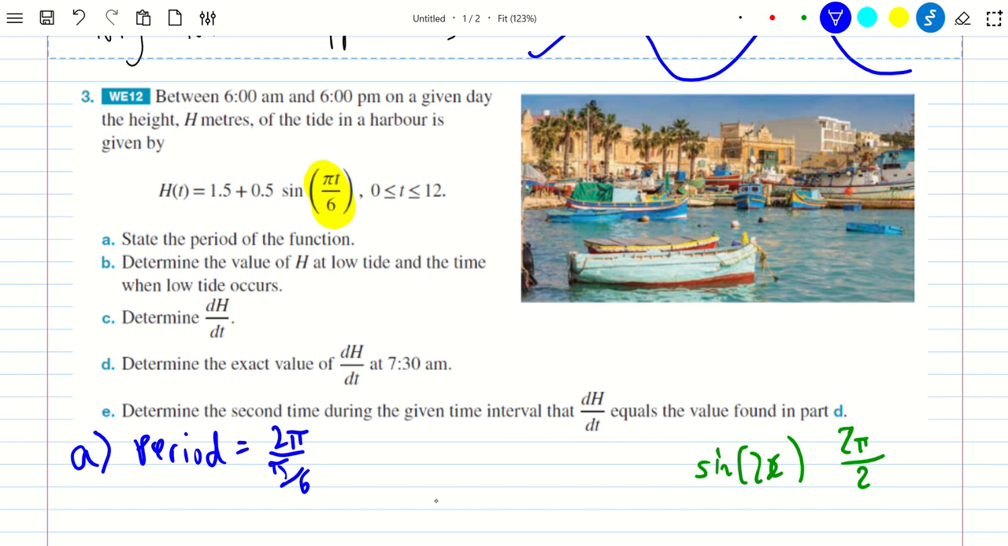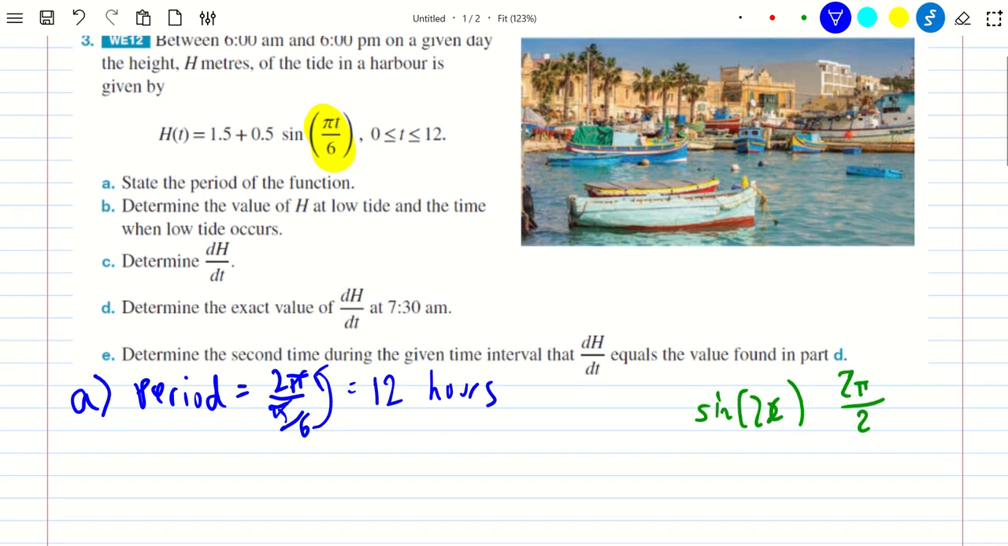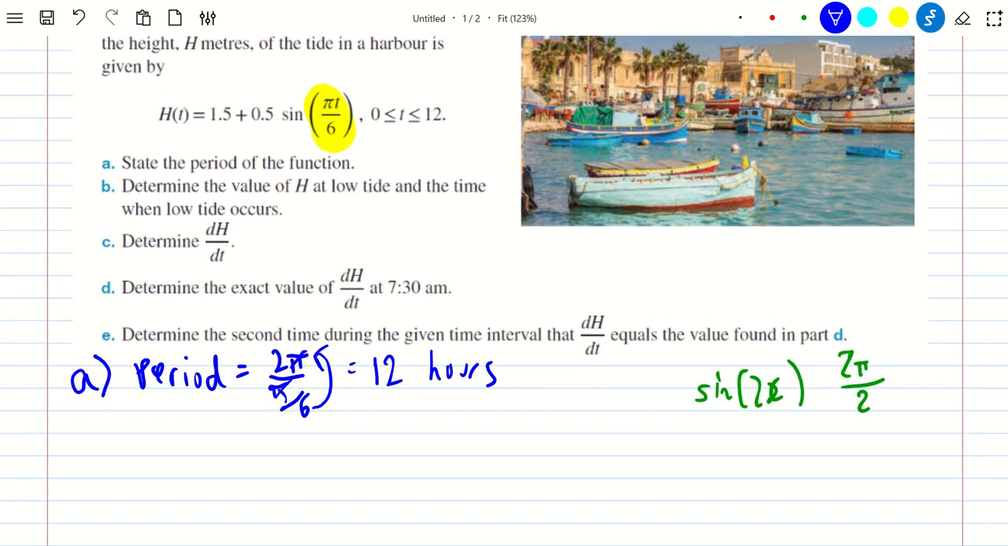What happens here? Well, that π will cancel out with that π, and that 6 goes to the top line. If you write it out as dividing two fractions, you'll see what happens there. And so that's actually equal to 12. Because the independent variable there is t, the period is 12 hours. So that's part A, 12 hours is the period. All good.